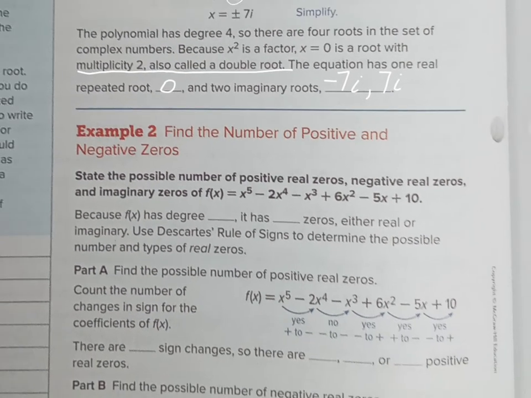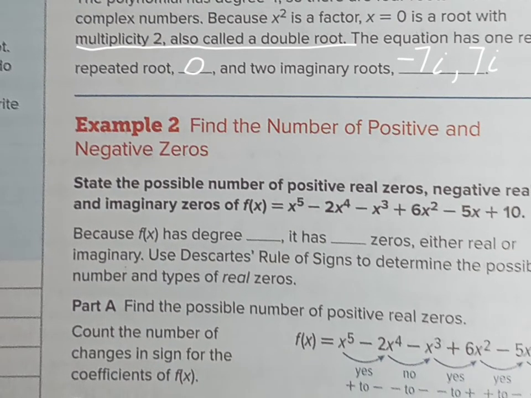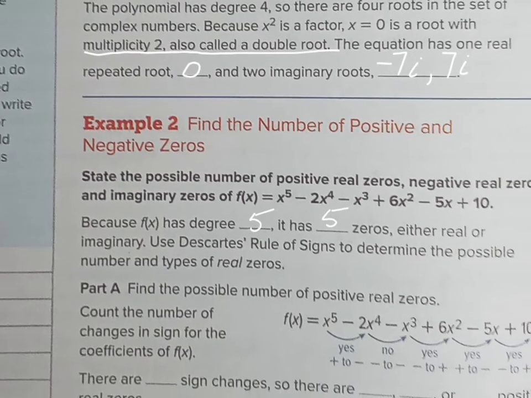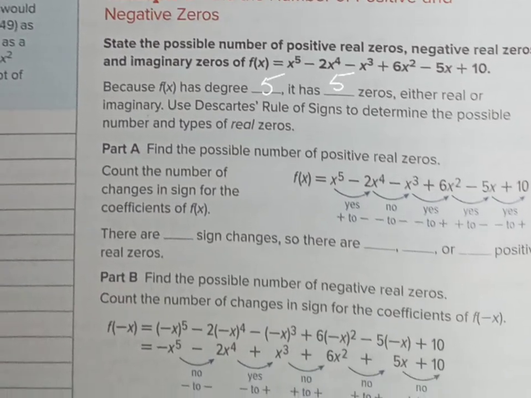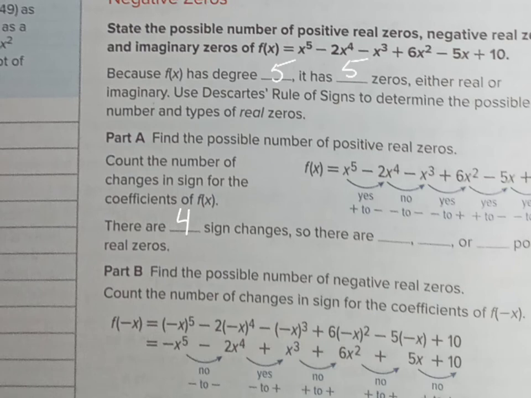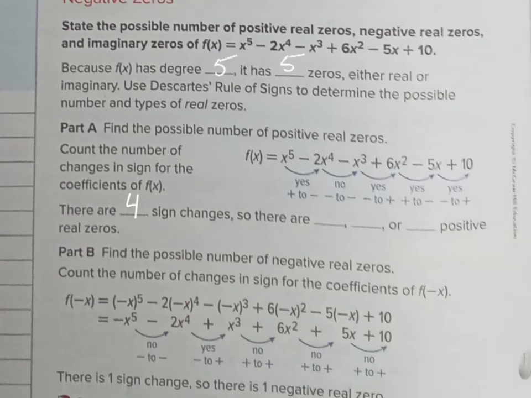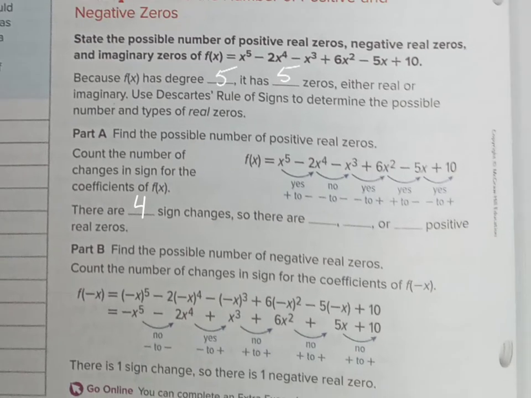So the first thing, let's read through this. Because f of x has a degree of 5, it has 5 zeros, either real or imaginary. So there are 4 sign changes. Are we okay with that? 4 sign changes? Now notice we have 3 blanks, so this is how it works. However many sign changes you have, that's the most it could be, 4. Then you start subtracting by 2. So there could be 4 positive real roots, or 2 positive real roots, or maybe no positive real roots. That's our options. It's going to be one of those 3 things.